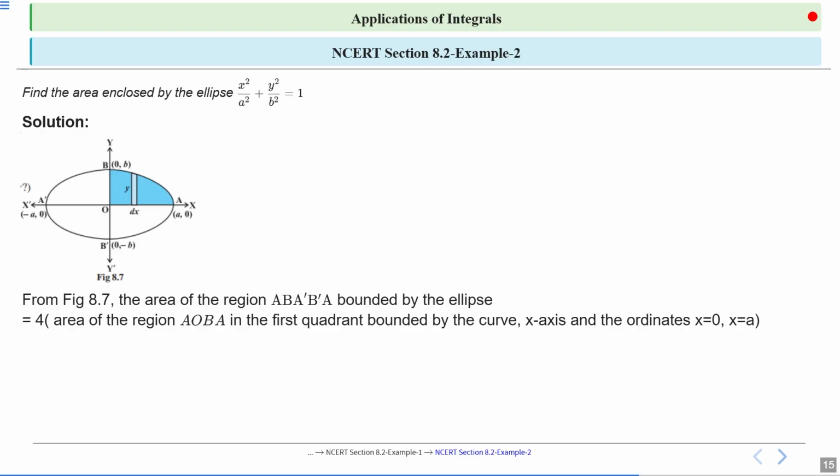We break this region into many strips, and integration is the limit of a sum. When we read the limit of a sum, we understand how we calculate the area of this region using a definite integral. So here the limit is x = 0 to x = a. As this ellipse is symmetrical about both the x and y axes, when we multiply this region by 4, we get the area enclosed by the ellipse.